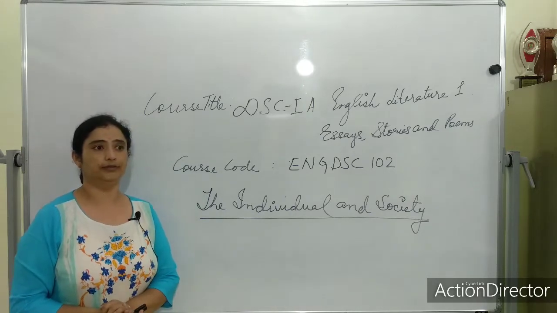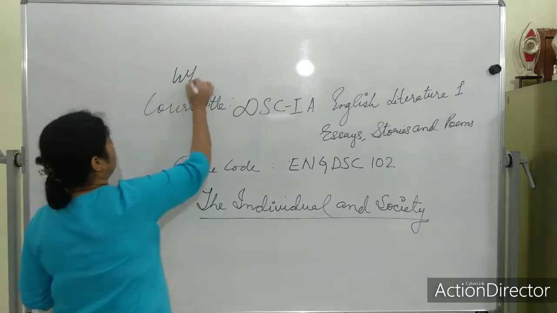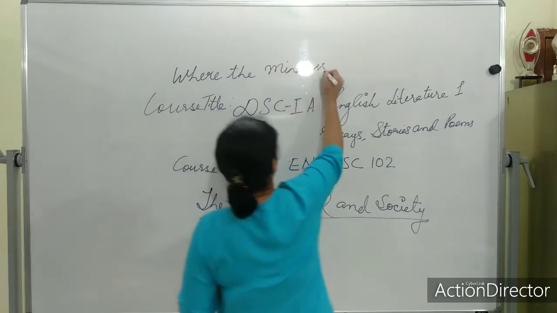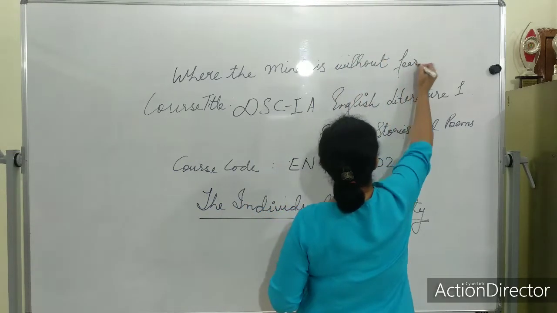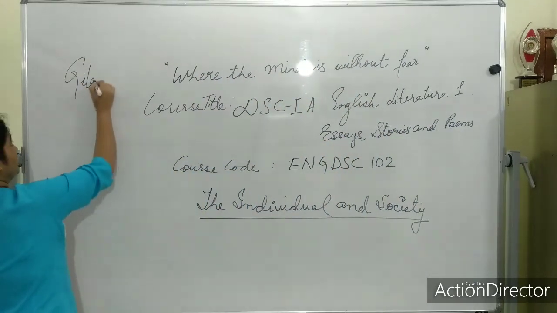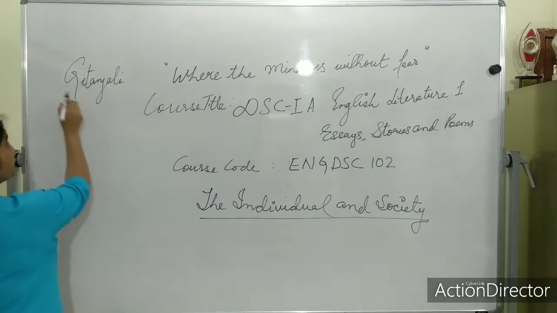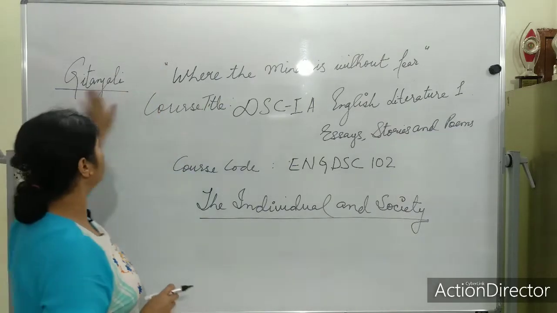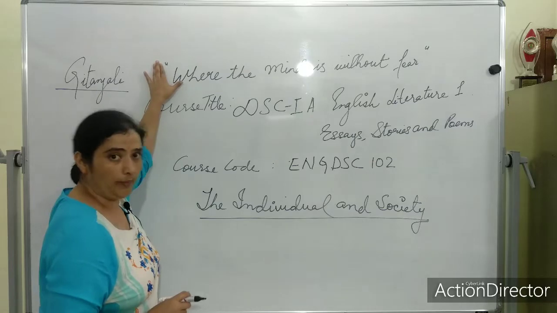And in your 10th plus 1 or plus 2, you must have read the poem "Where the Mind Is Without Fear." Now, this particular poem is from Gitanjali, which is in the form of a book. So I underline this work, and this is a poem from this work. That is why it is put into double inverted commas.